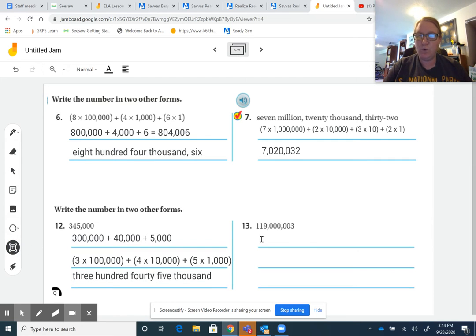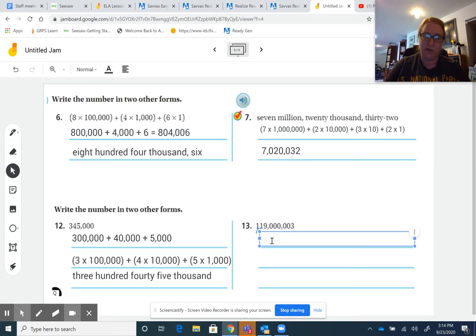All right, let's do 119,003. This can be kind of a tricky one, but if you just take it place value by place value, you should be all right. So let's do it the same way we did that one. We have 100,000 plus 10,000 plus 9,000.